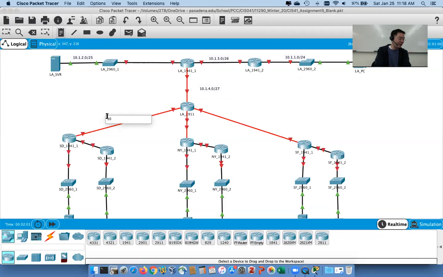Okay, 10.1.8.0/27. 10.1.12.0/27. Over on this side, 10.1.16.0/27. Right, so your core router there is going to have all of your /27s. Okay, that is your transit router.